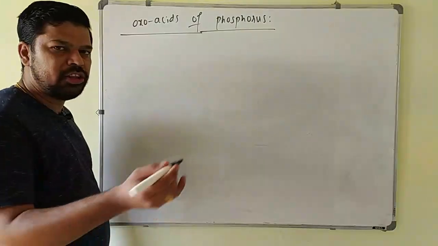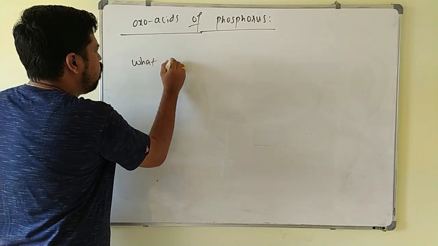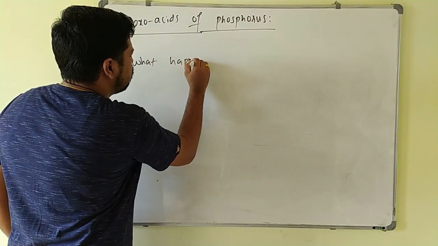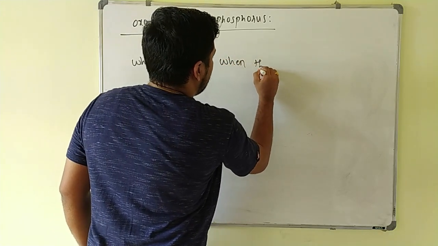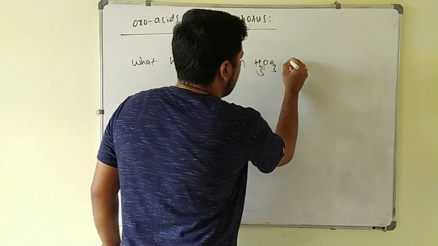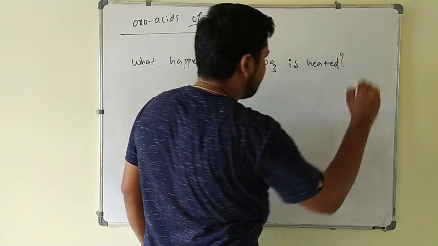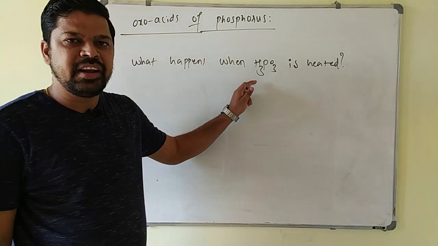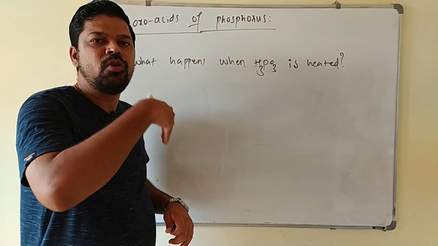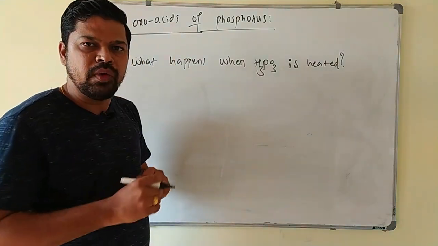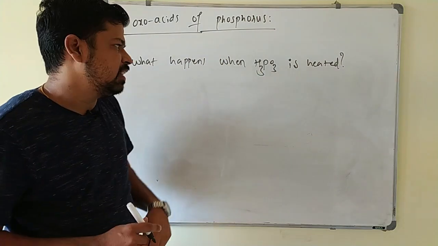Next, another question asked in the NCERT is, what happens when H3PO3 is heated? Whenever H3PO3 is heated, it undergoes disproportionation, so that the oxidation state of the phosphorus splits into one higher oxidation state and one lower oxidation state, so that it undergoes simultaneous oxidation as well as reduction.